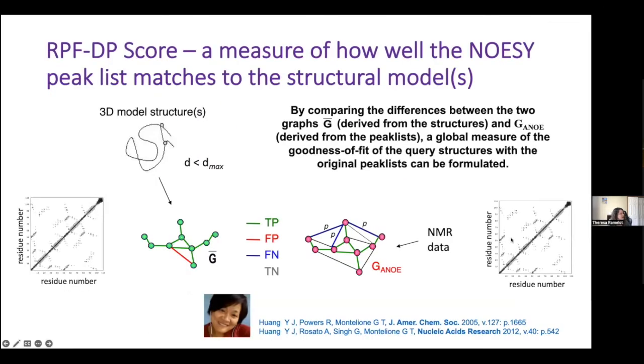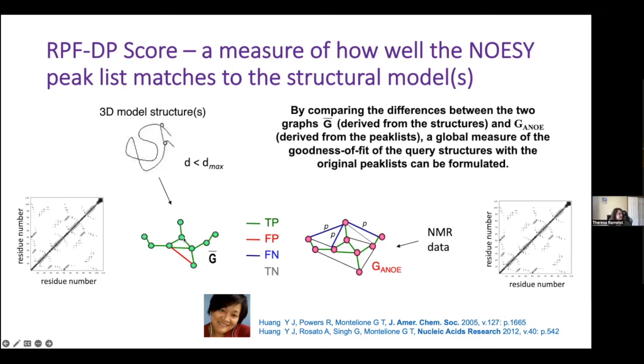So moving on, we also want to compare the structures to the NMR data. We do this using this RPF DP score. It's a measure of how well the NOESY data, the NOESY peak list, will match the structural models. So you start with your structural models, then you have your NOESY peak lists and your assignments, and you generate a distance network, or a graph, which is shown here from the query structure. So you have your ensemble, you have your assignment. These green circles represent each chemical shift assignment.